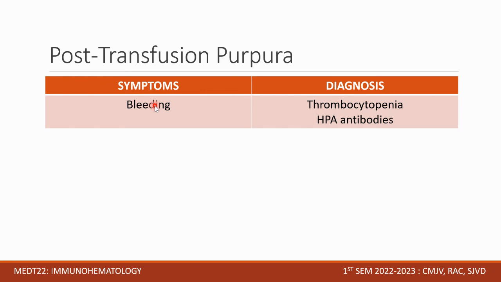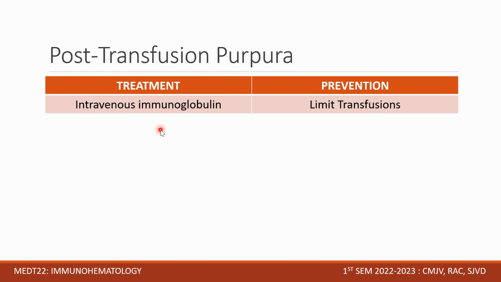Okay? So, diagnosis, okay, pag thrombocytopenic si patient, we can use that as a factor for the diagnosis. And we can also check for HPA antibodies, human platelet antigen antibodies. For the treatment, we can inject intravenous immunoglobulin. And to prevent it naman, limit ang transfusions. Since may pre-formed antibodies na nga siya, okay, so limit na yung transfusions. Kasi most probably, yun at yun talaga yung mangyayari.